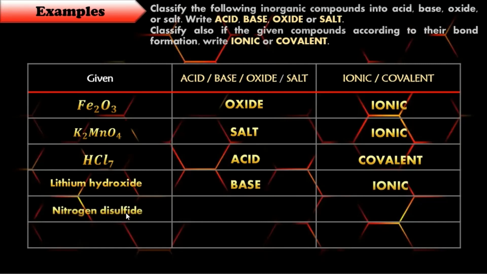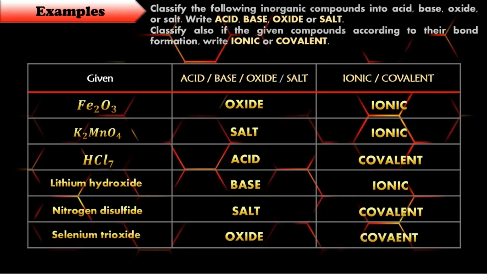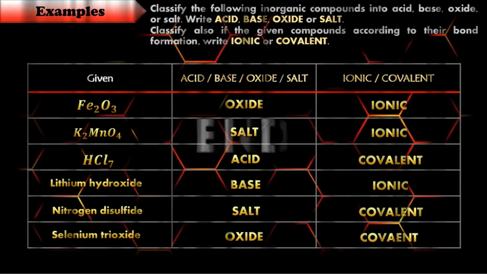Next example, nitrogen disulfide. So we have the prefix di. It is none of the three: no hydrogen, no OH, no oxygen, therefore it is a salt. And obviously this is a covalent compound because both are non-metals. And for the last example, we have selenium trioxide. There is a presence of oxide, so therefore it is an oxide, an inorganic compound. And this is a covalent compound. Both are non-metals. And that ends our lesson for today.